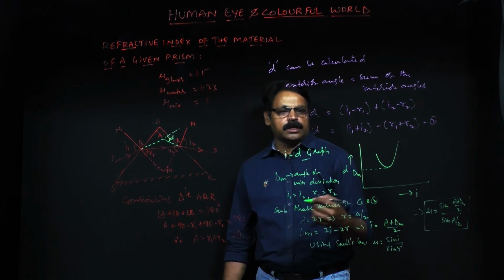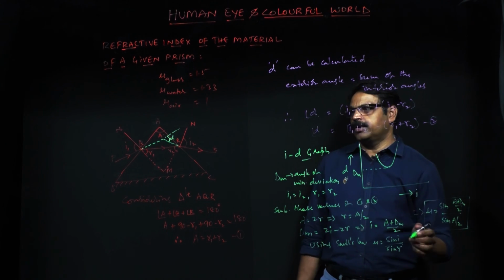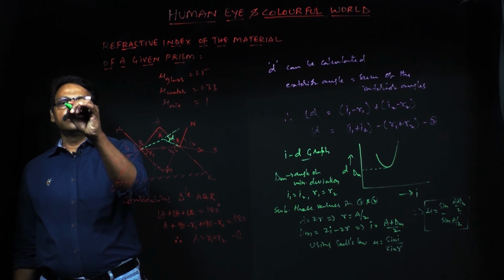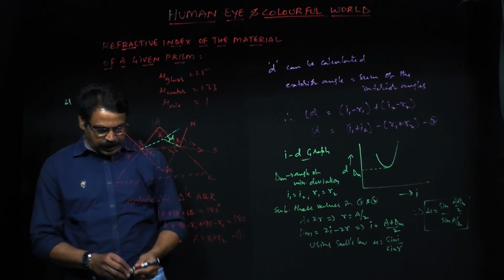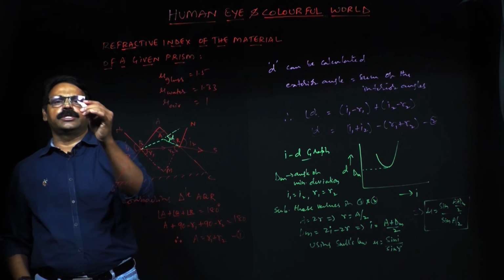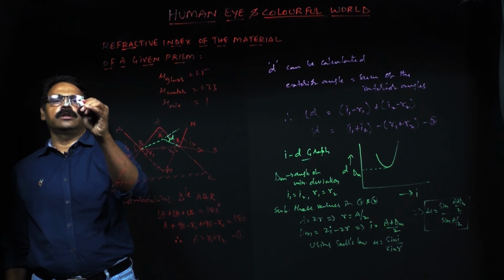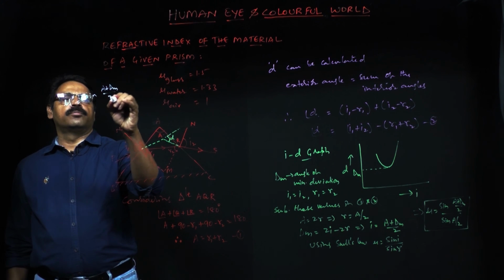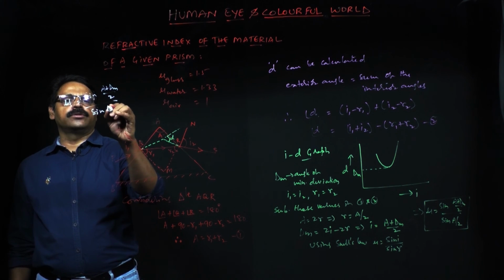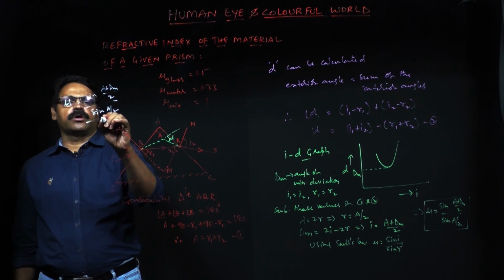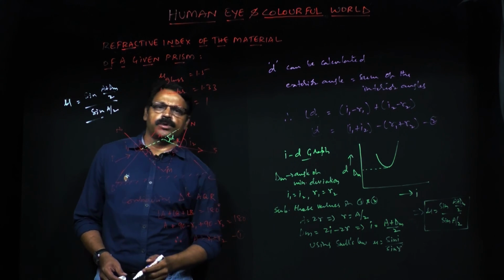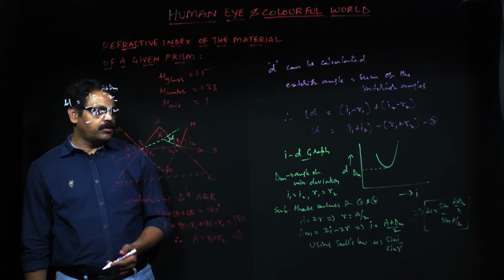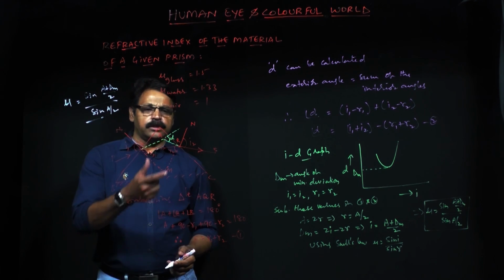But as far as our curriculum is concerned, we need to remember only the formula: mu is equal to sin of (A plus D) by 2 divided by sin of A by 2. This is what you need to remember for solving problems. So this is the derivation for the refractive index of a given material using the prism.